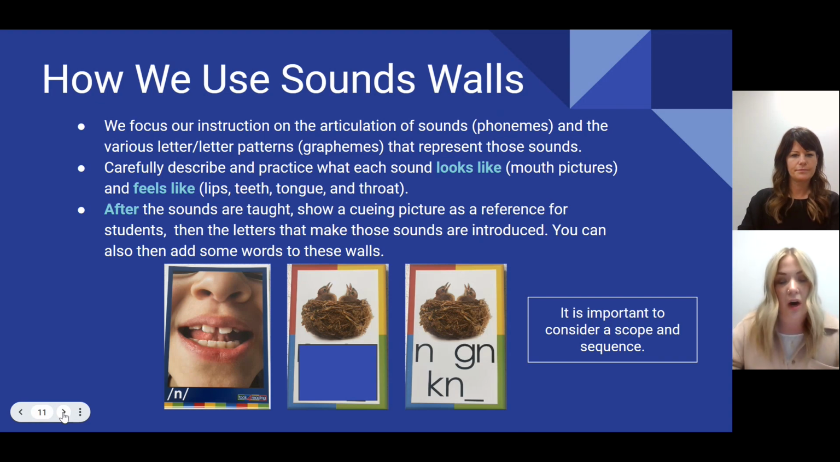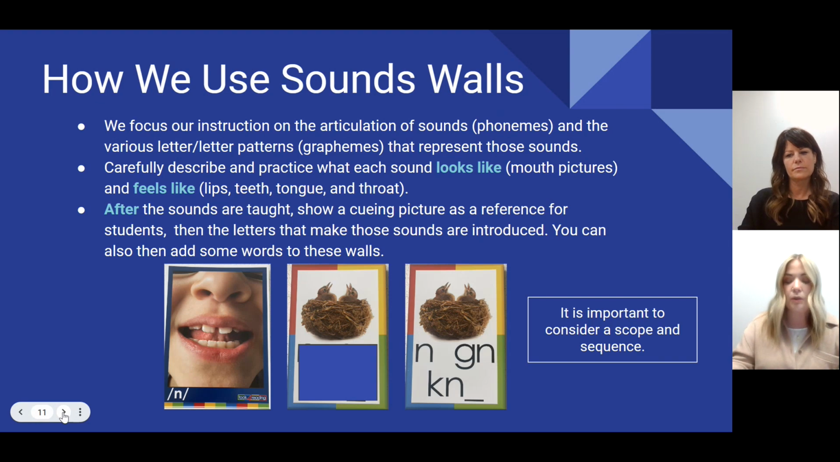So after the sound is taught, you can show a cueing picture as a reference for your students, and then the letters that make those sounds are then introduced. And you can also add some words to your wall as well to support your students, but we need those components or those elements of a sound wall for it to be the most effective.